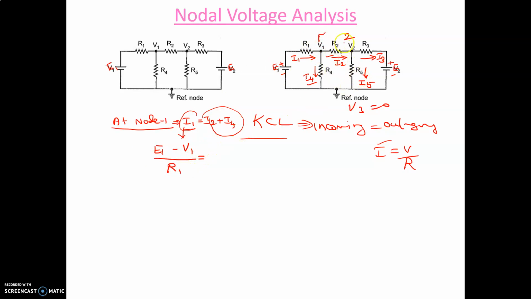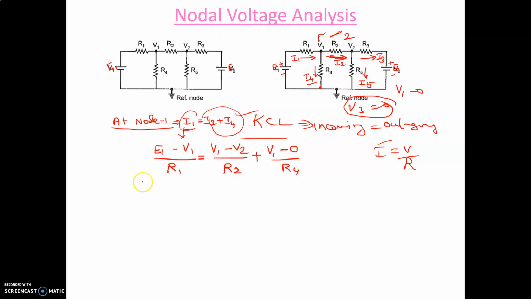So what is I2? I2 current is this, flowing like this. Which means the I2 current can be written as V1 minus V2 divided by R2, plus the I4 current. The I4 current is flowing like this. This is the V1 potential minus the V3 potential, and the reference potential is 0. So the I4 current can be written as V1 minus 0 divided by R4.